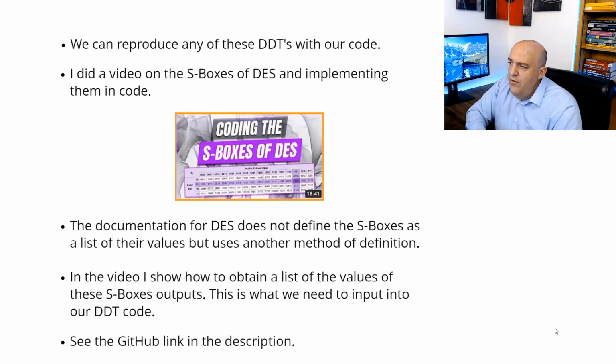Now, we can reproduce any of these DDTs with our code. I did a video about the S-boxes of DES and implementing them. One thing to notice is that the usual documentation for DES doesn't have the S-box listed as a list of output values. It uses a different technique, and I talk about that in that video. But in that video, I also show how to rewrite the S-boxes of DES just as a list of their outputs. And this is actually what we want to use for our code.